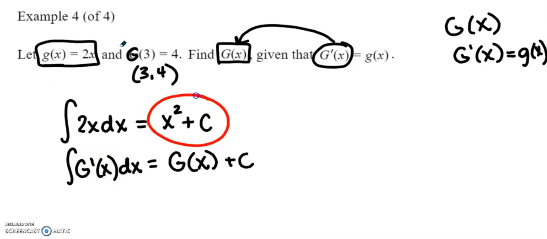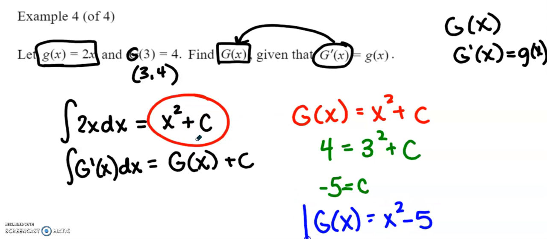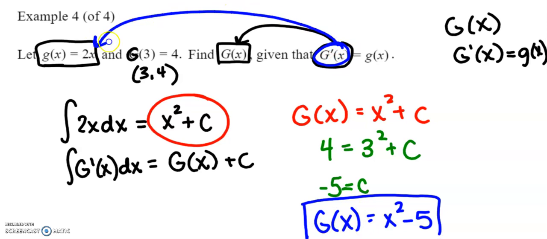Now that I know G of x is x squared plus c, I can use my initial condition of 3, 4 to figure out that c is going to be equal to negative 5, which means that my actual G of x final answer is x squared minus 5, which you can check by taking the derivative of G, which gets you G prime, which is 2x. And when you sub in 3, 3 squared is 9, minus 5 is 4.